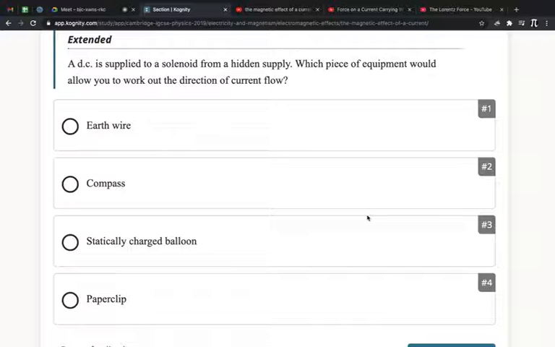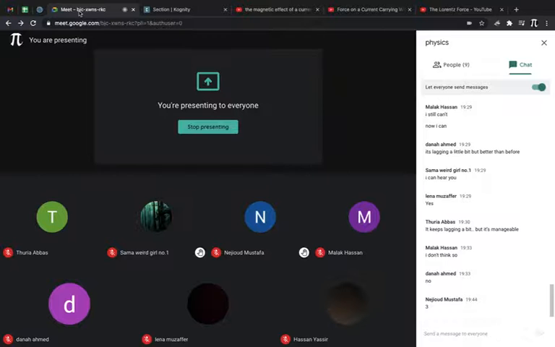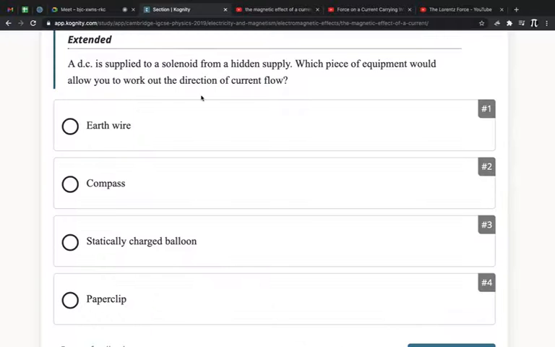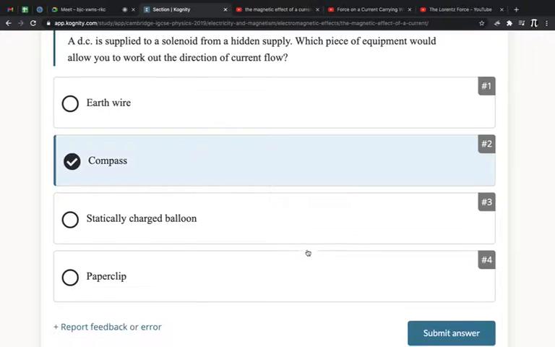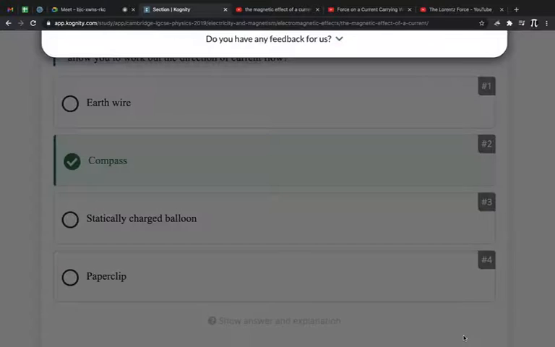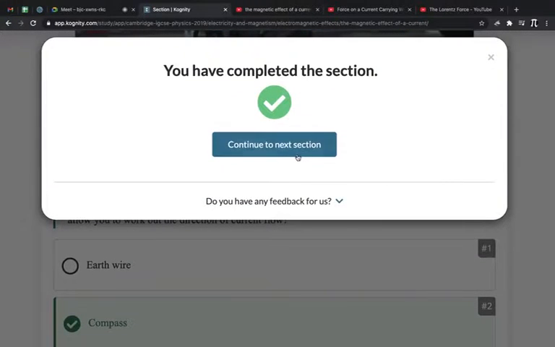A DC is supplied to a solenoid from a hidden supply. Which piece of equipment would allow you to work out the direction of current flow? Sama? The compass. Yes, compass is correct.